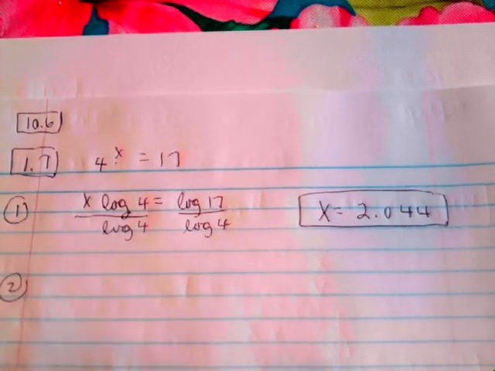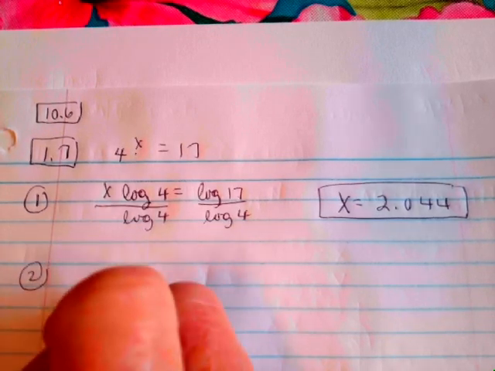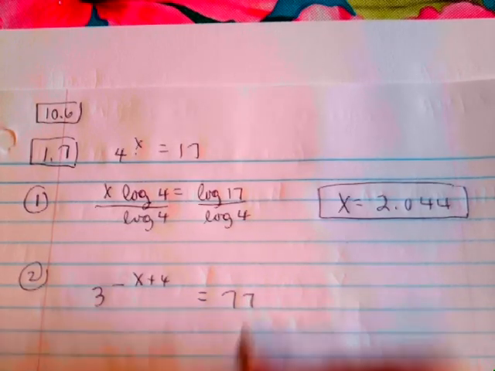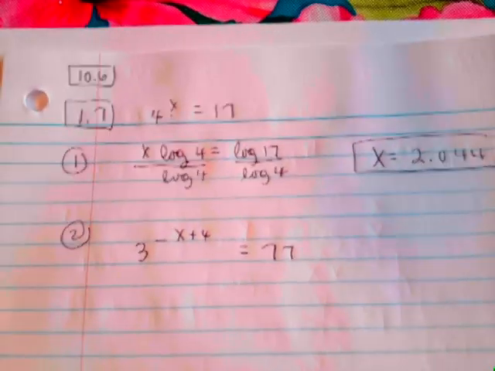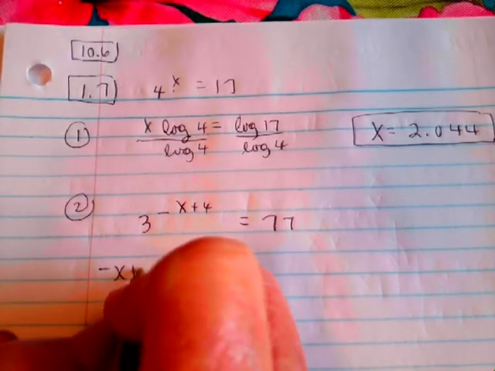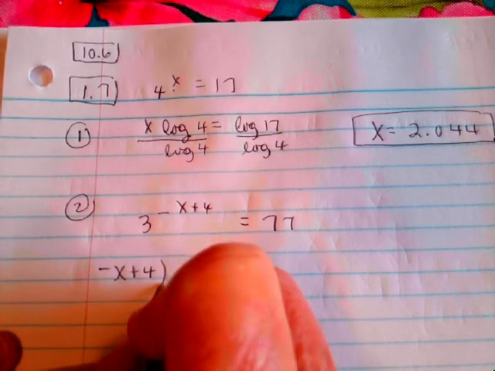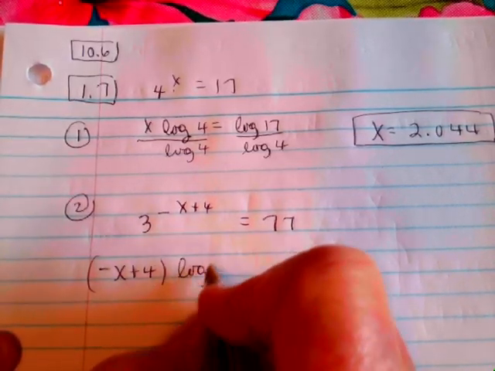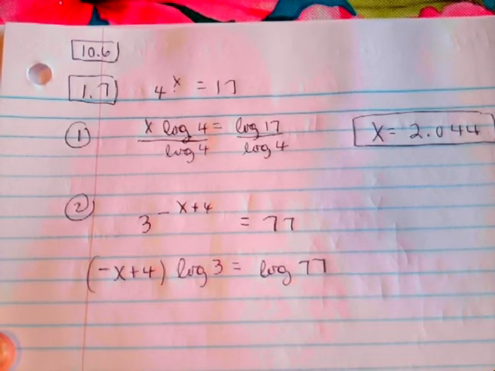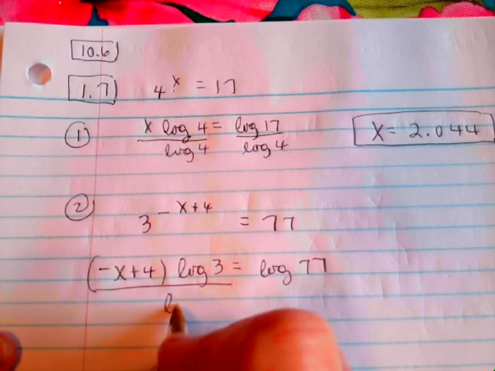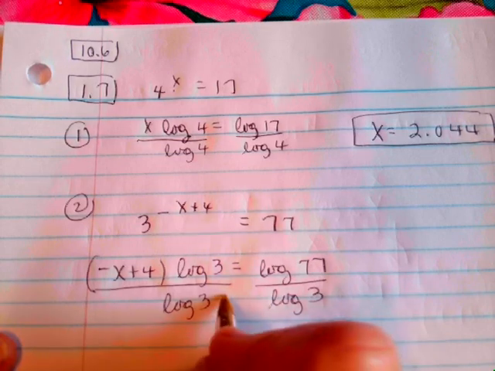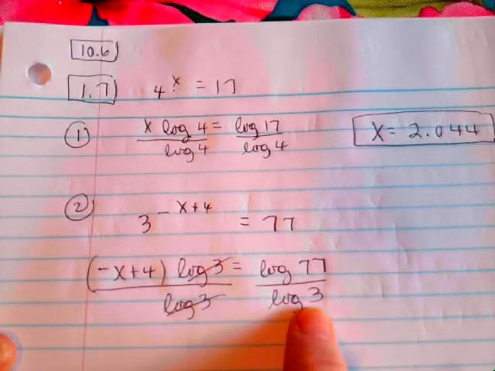Number 2. Solve 3 to the negative x plus 4 equals 77. Take your exponent, negative x plus 4, around in front. Take the log of each side. And after that, it's basically a calculator thing. Divide both sides by log of 3. Put this in your calculator.